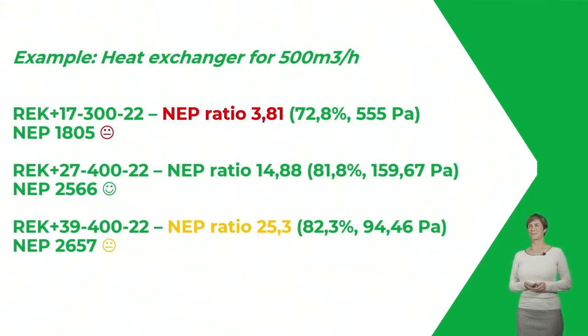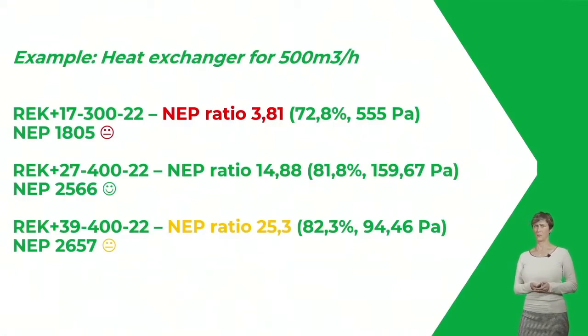In the first case, net energy performance ratio is only 381. That's very low. You can see we have very high pressure drop, almost over 550 pascals. Definitely it's not the right calculation. This exchanger for this air volume we can't consider.